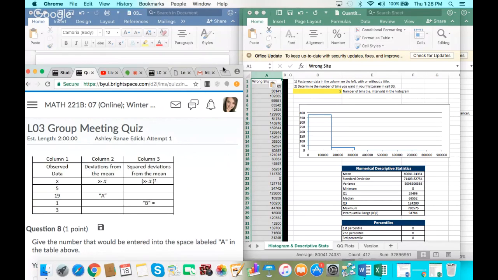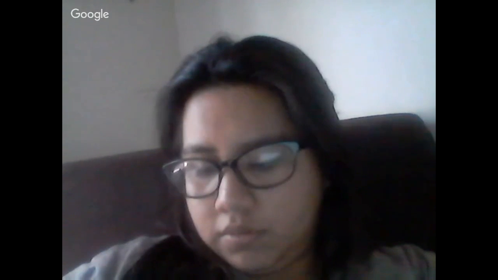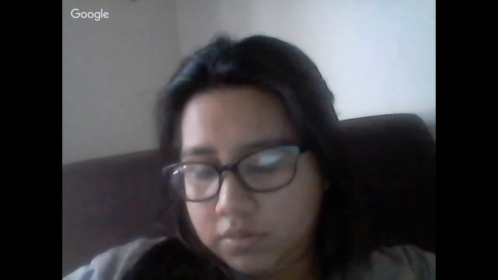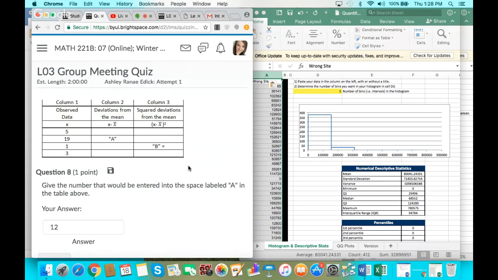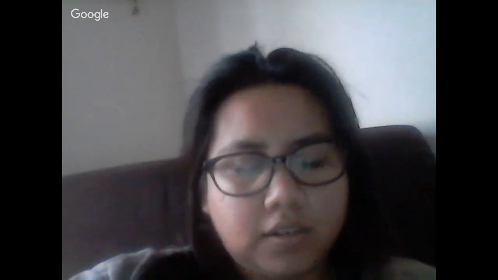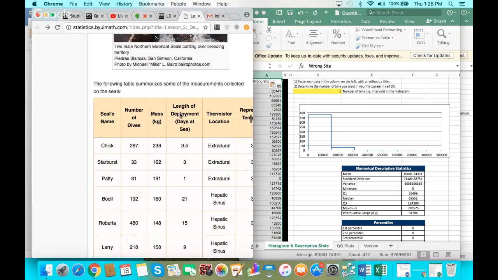So the first one would be, let's see, 5 minus 7, negative 2. Just to refresh my mind, for the standard deviation, you have to fill in all of these, right? Yeah, so column 2 and then column 3. And I'm under the impression we add them up, right? After we find all of column 3, we add up all of column 3. Yes.